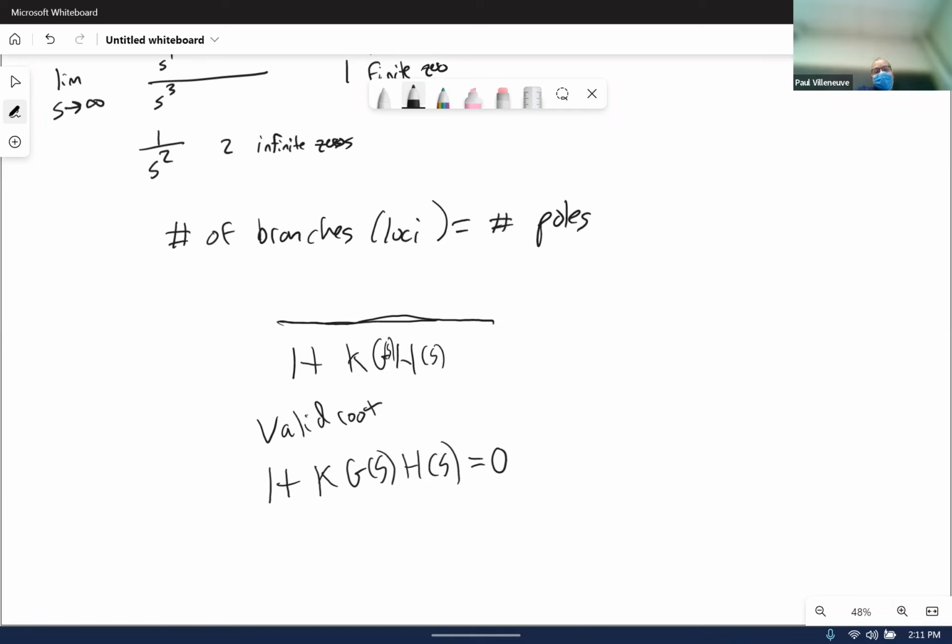If it's a root, 1 plus K times G has to equal 0. That's the definition of a root. When you plug in a value of S, whatever S is going to be, if it's a valid number or a valid root, this term will equal 0.